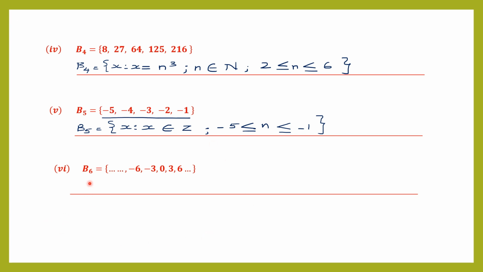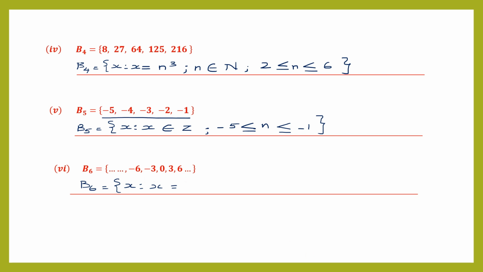Question 6 here now, set B6. So let's write that. Set B6 is equal to, and let's put curly brackets and write x is such that x is what? Now we have to look again at all the elements and see the pattern. We have minus 6, minus 3, 0, 3, 6 and so on. Can you see dots here and dots here? That means on both sides it's going indefinitely. That means x belongs to integers. x belongs to integers and you can see that they're all multiples of 3.